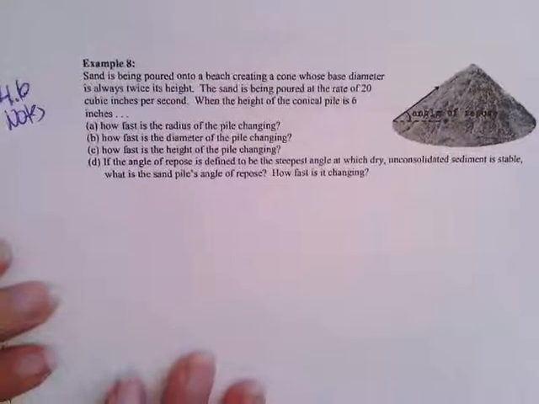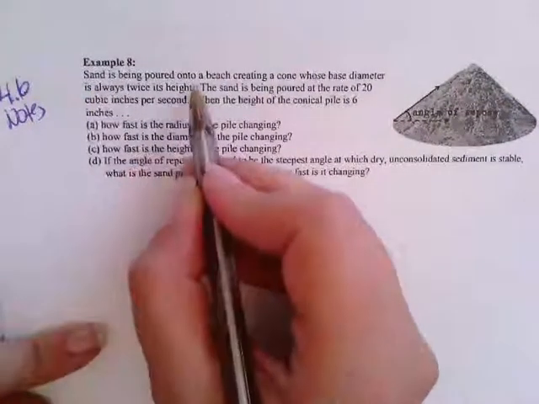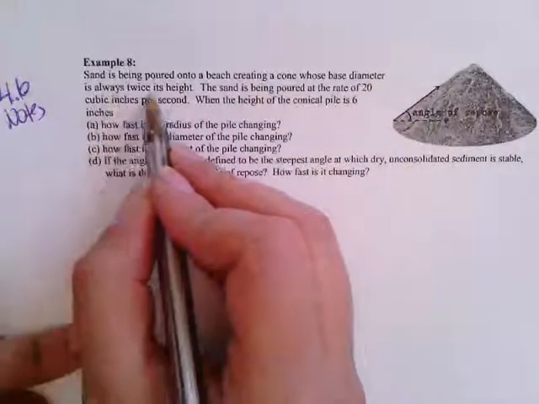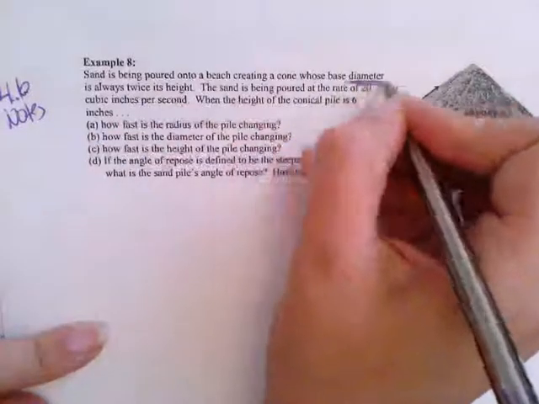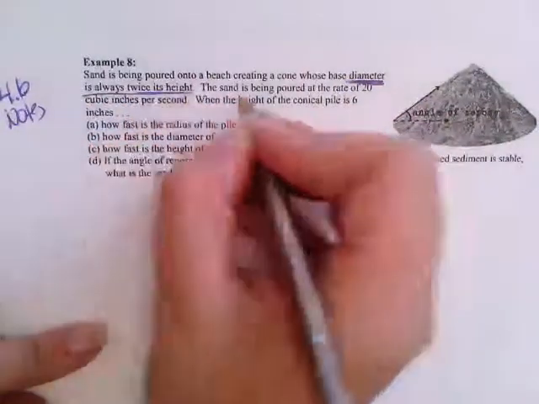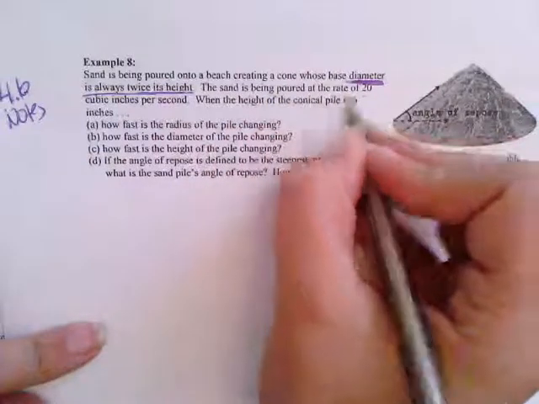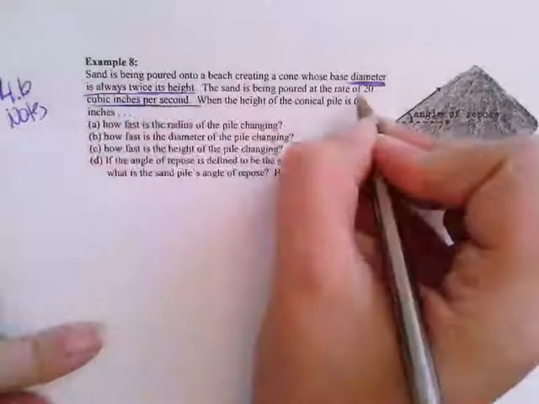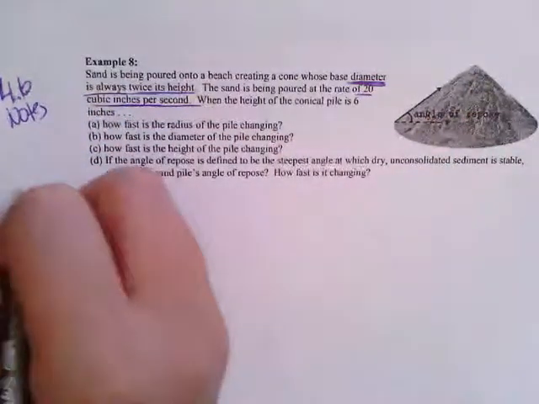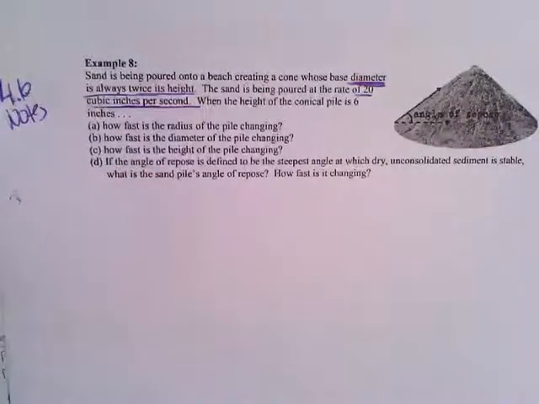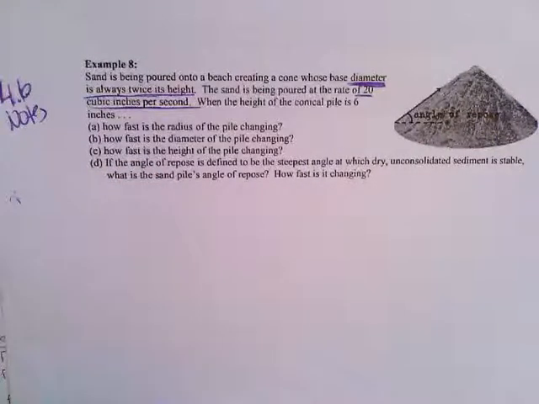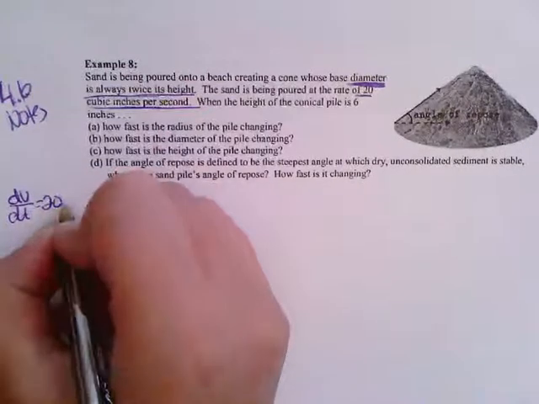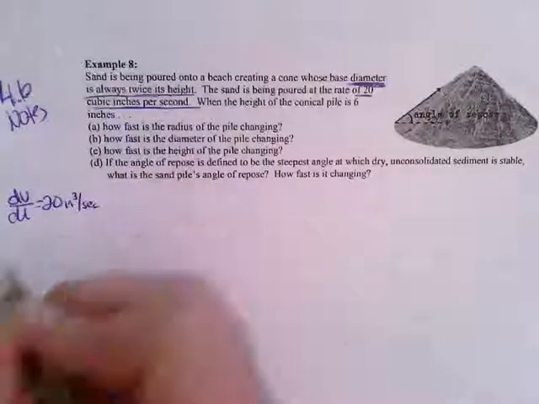Example 8. In this example, sand is being poured onto a beach, creating a cone whose diameter is always twice its height. So this is one piece of information that sounds like it's important. The sand is being poured at a rate of 20 cubic inches per second. So the cubic inches tells us that that rate is going to be our volume. So dV/dt is 20 inches cubed per second.